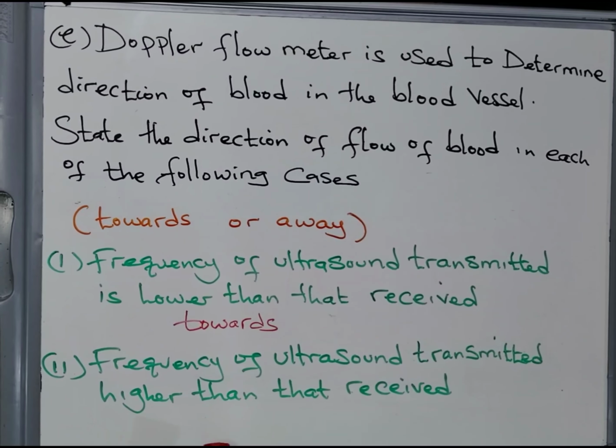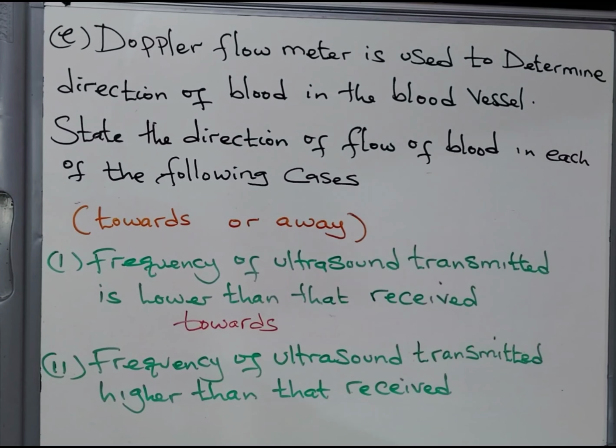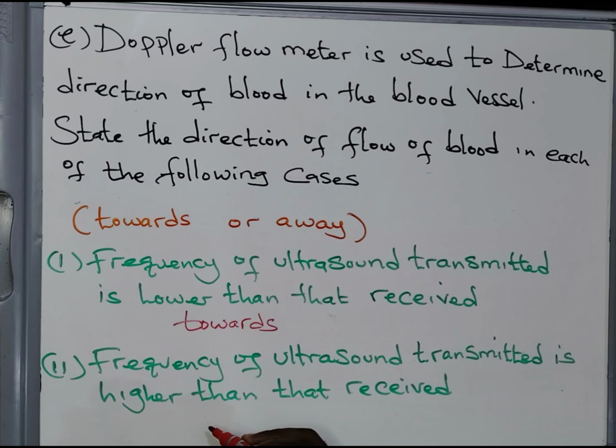So comes this case. Frequency of ultrasound transmitted is higher than that received. Okay, the one transmitted is higher, which means that the received one is lower. So if the received is lower than the one transmitted, it means that blood is moving away. So the answer is away.